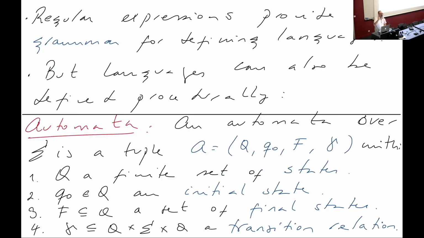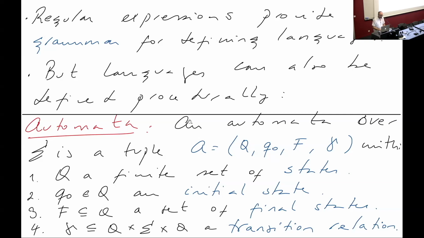Now, regular expressions are one side of this problem, but the other side is given by how to specify languages procedurally. And the way in which we specify languages procedurally is by using automata. Automata and regular languages are very, very important in graph databases.